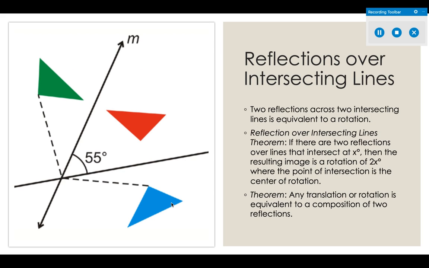And lastly, we have reflections over intersecting lines. Two reflections across two intersecting lines is equivalent to a rotation. So the theorem says that if there are two reflections over lines that intersect at x degrees, then the resulting image is a rotation of 2x degrees, where the point of intersection is the center of rotation. Another theorem says that any translation or rotation is equivalent to a composition of two reflections.